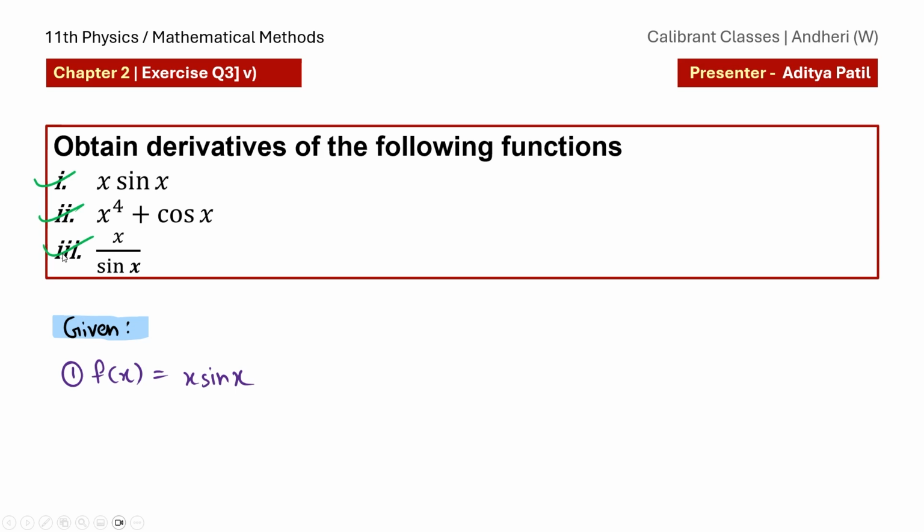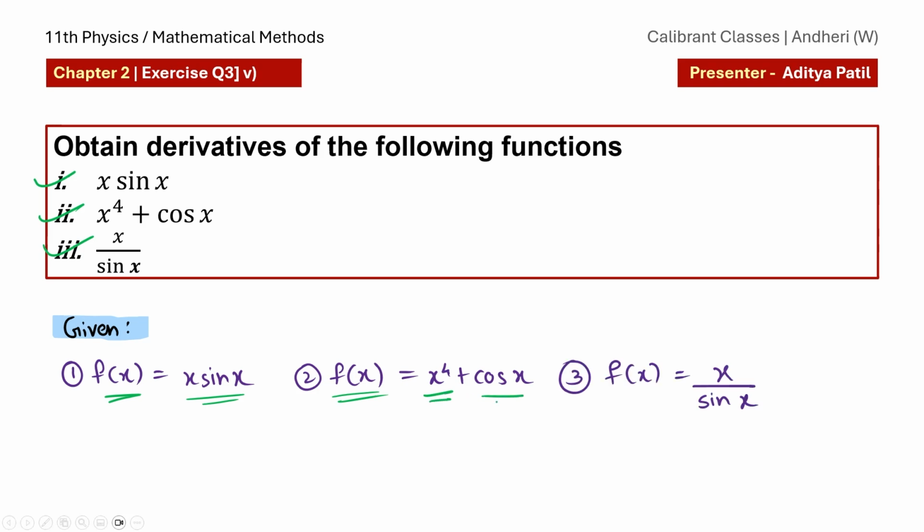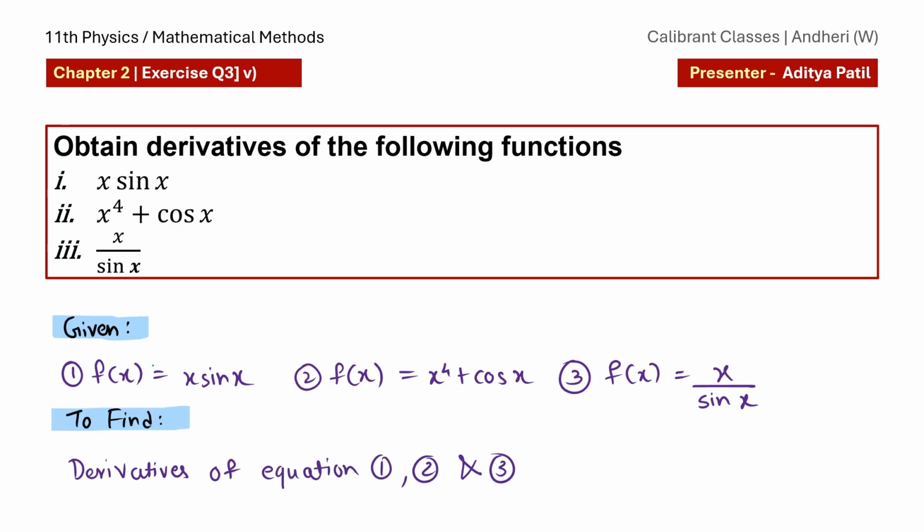Now, in the question, हमें दिए गए हैं तीन सब क्वेश्चंस और तीनों सब क्वेश्चंस में हमें जो है एक फंक्शन दिया गया है x का, such as for the first sub question, function of x is given to us as x sin x. In the second sub question हमें एक x का फंक्शन दिया गया है as x raised to 4 plus cos x. And in the third sub question, we have our function of x as x divided by sin x. And we have to calculate the derivatives of each of these functions of x. So basically, first sub question, second sub question, and third sub question में हमें derivatives ढूंढना है of the given equations. Well, seems easy enough.